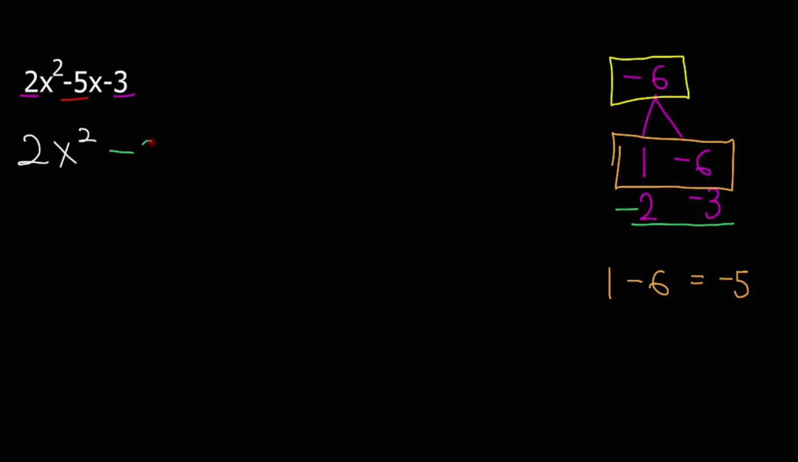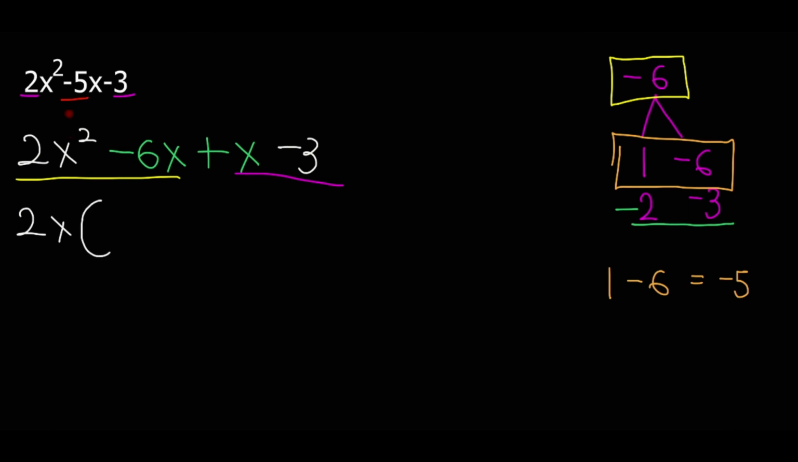we will have minus 6x plus x, and then we have minus 3. So we group the first two terms and then we group our last two terms. We have 2x as a common factor, and then from here we have 2x squared divided by 2x, 2x squared divided by 2x gives us x, and then negative 6x divided by 2x gives us negative 3, and then look at this one, we have x minus 3.